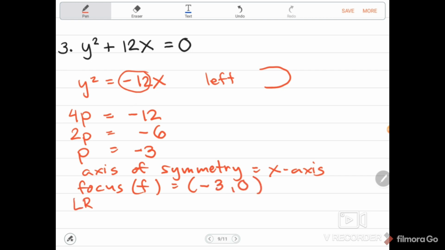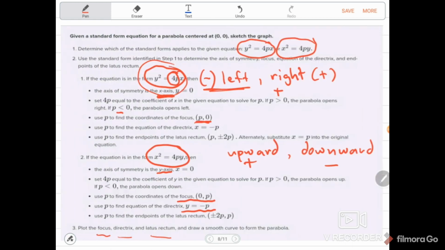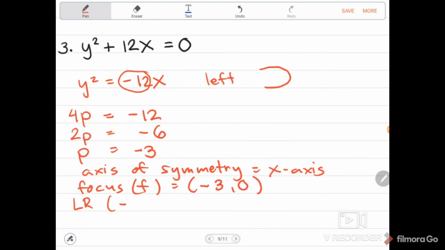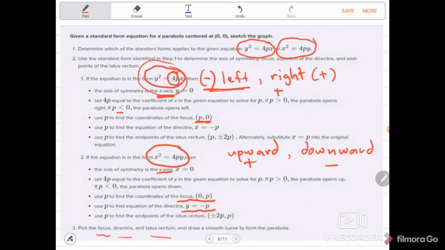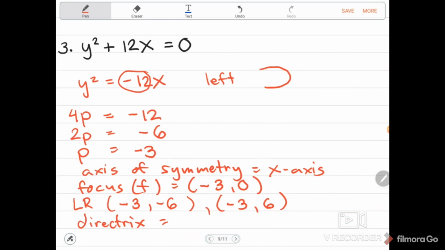End of latus rectum, dalawa. So, ano yung mga end of latus rectum natin? P and positive negative 2P. So, positive 2P muna tayo. That is negative 6. Then, the other one is negative 3 and positive 6. Then, directrix. So, for our directrix, what will be the directrix? X is equal to negative P. So, that is X is equal to 3. Kasi negative. So, negative times negative, it will become positive.